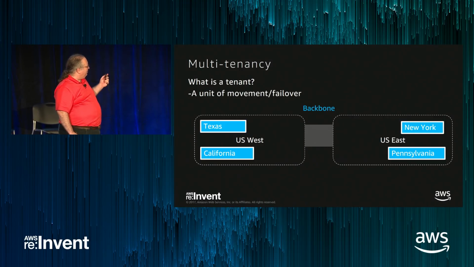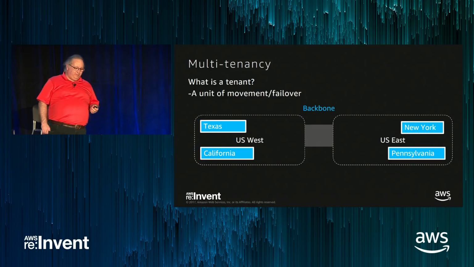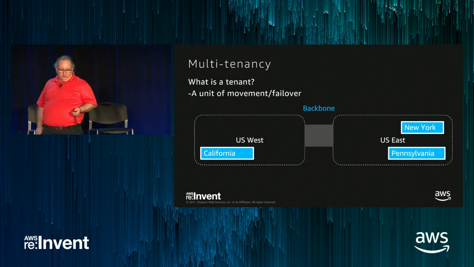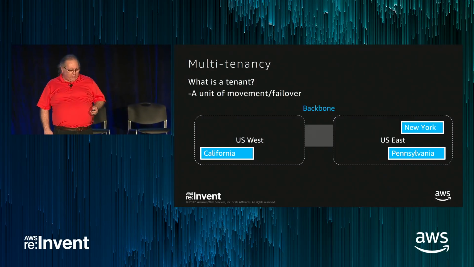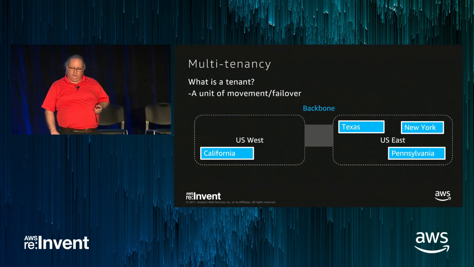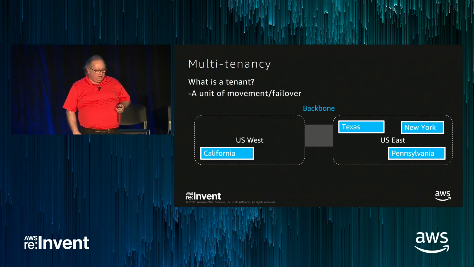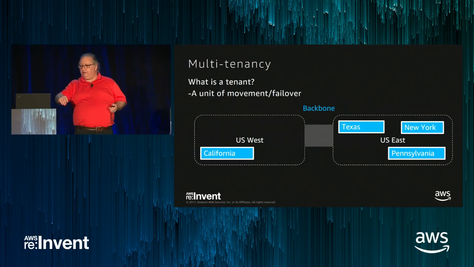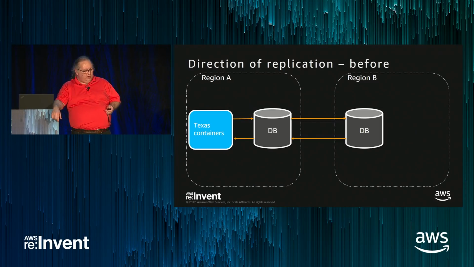So if you can't read that, US West has a Texas and a California box. US East has a New York and a Pennsylvania box. And of course, the whole idea here is as I move things around over my backbone, I could move the Texas stuff into US East if I need to for load purposes or other reasons. So the whole idea here is to be able to have that unit as a tenant that I can decide where it goes.